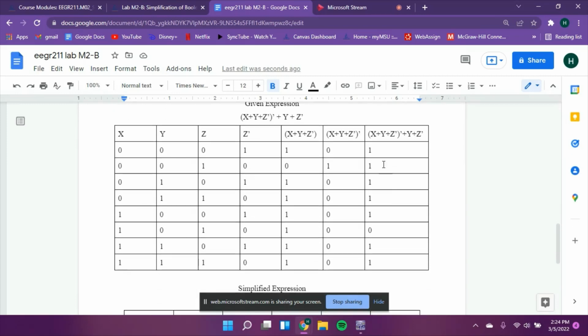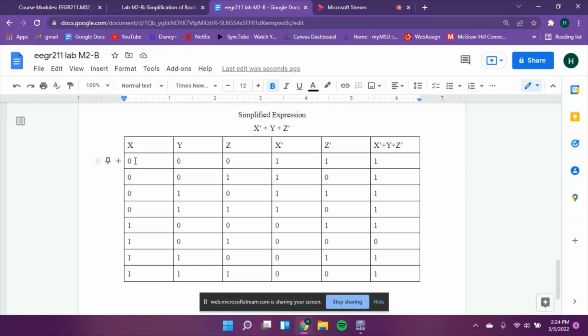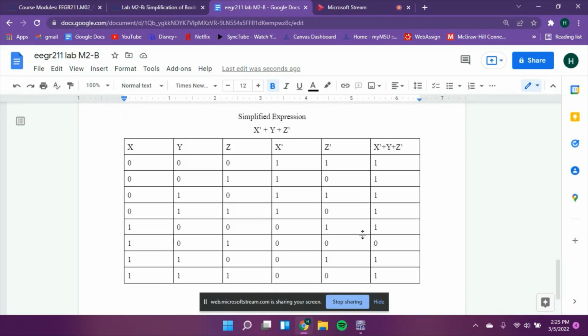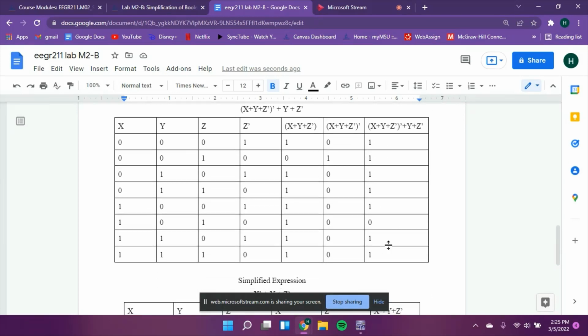For both expressions, the output will be 1 for every other input. If x is 0, or if z is 0, or any other combination of inputs, the output will be 1. But if x and z are equal to 1 and y is equal to 0, then the output of the entire expression will be 0.